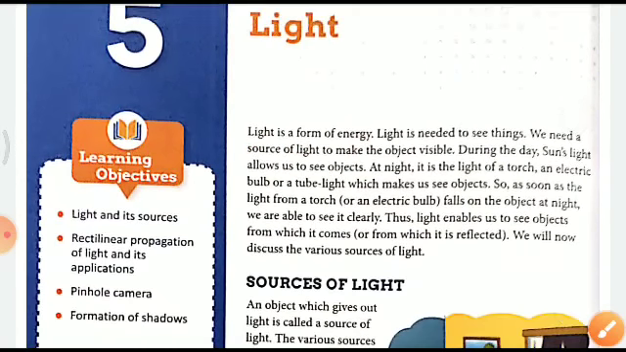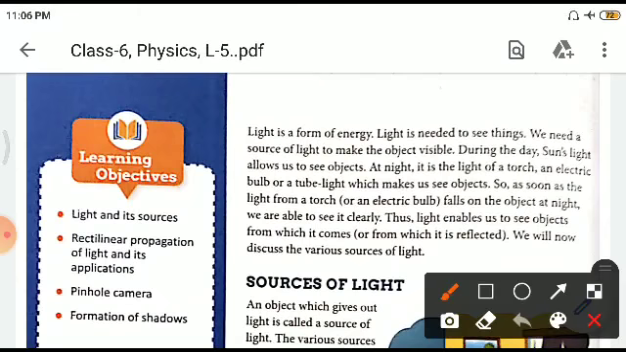Now, if we need to see something, there needs to be a source of light to make the object visible. So, children, please underline this, that we need a source of light to make things visible, right? And that is of utmost importance, right? If there is no source of light, then nothing will be visible.